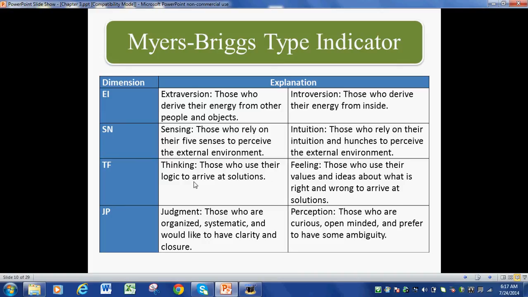Thinking: those who use their logic to arrive at solutions. Are you pragmatic? Are you analytical? Do you think 1, 2, 3, 4? Or are you in the feeling category, those who use their values and ideas about what is right and wrong to arrive at a solution? I deal with that every day, and you have to be at a happy medium. You can't be too analytical, and you can't be too far on the feeling side. It doesn't work out. You have to be somewhere in the middle where you can analyze things, and you can also feel things as well, and also know what your employees feel, so you don't just downplay their feelings.